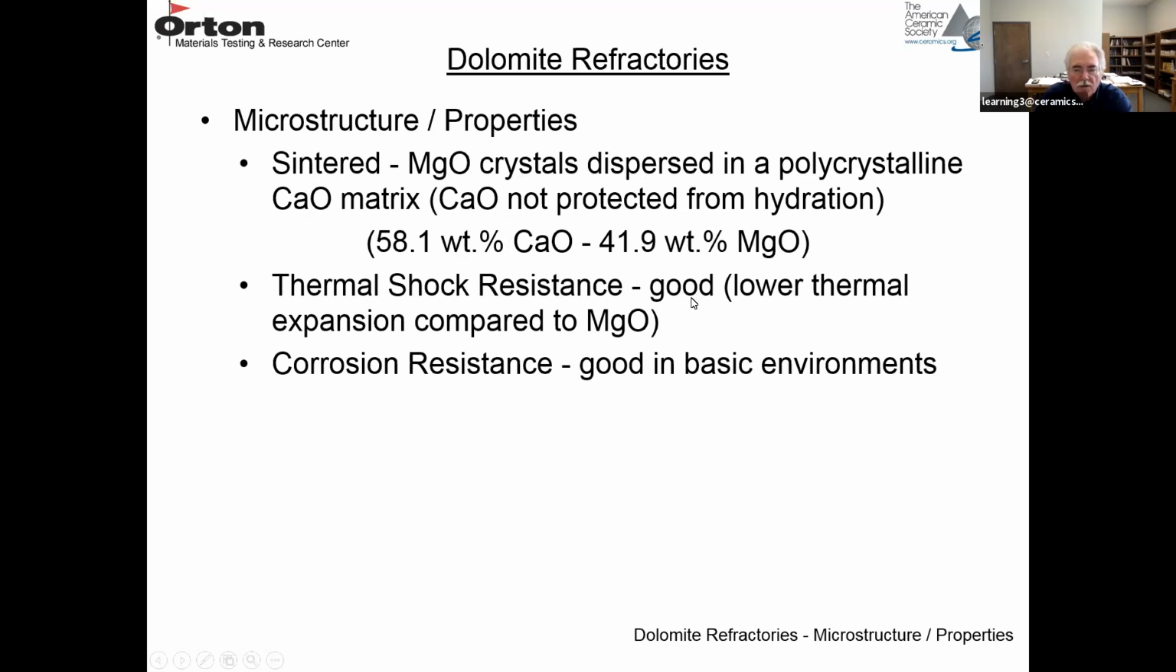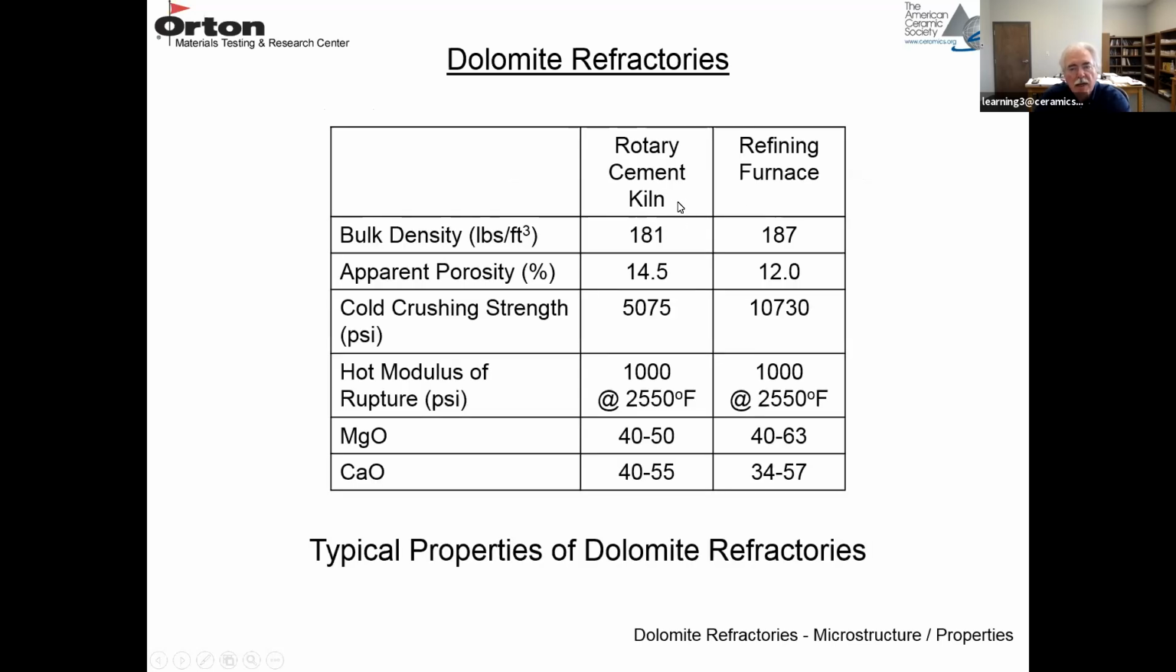It has relatively good thermal shock resistance. When you add CaO to MgO, it lowers the thermal expansion compared to pure MgO. So dolomite has a little bit better thermal shock resistance than pure MgO, and it has good corrosion resistance, again, in a basic environment. So a basic slag high in lime would be compatible with the basic refractory. Some applications for dolomite: I mentioned an AOD vessel, but they're used in rotary cement kilns and refining furnaces.